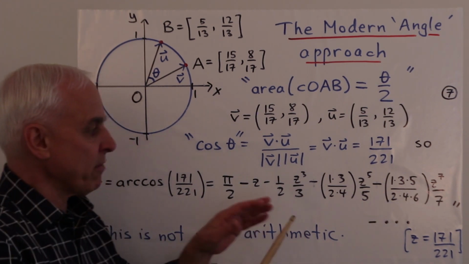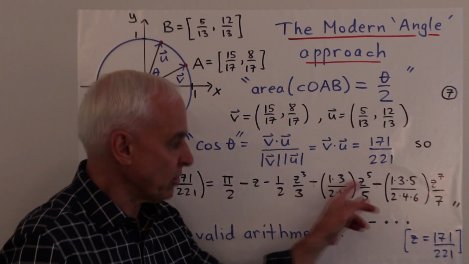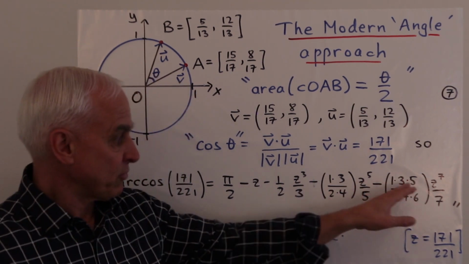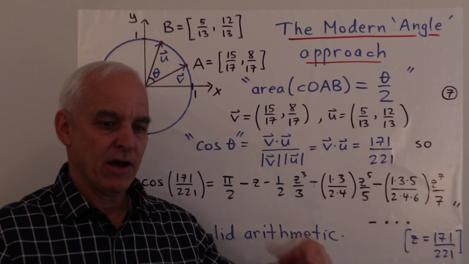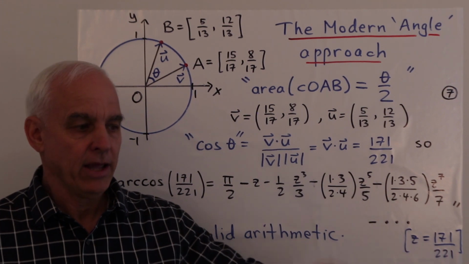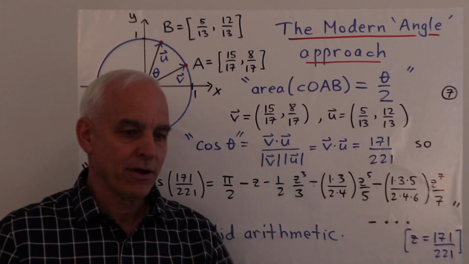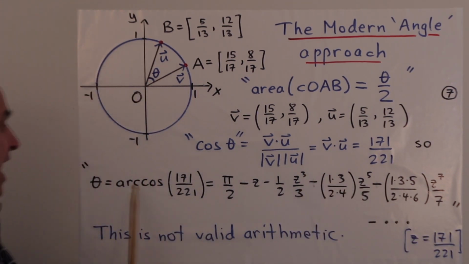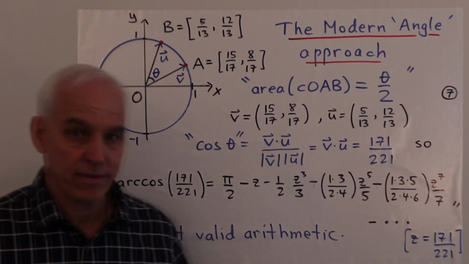Okay, so we know what the pattern is. And that's what we're supposed to do. We're supposed to carry on subtracting terms like this forever and ever. Okay, and at the end of the forever and ever, lo and behold, we have the angle theta.